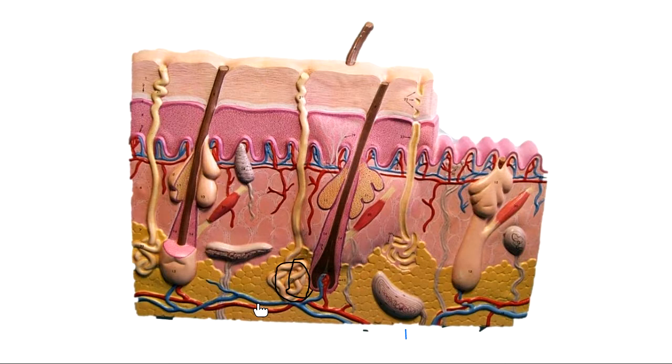Okay, so Jacqueline's mentioning, a couple of students are mentioning that yeah, the arrow might be poorly placed. What it's actually asking you to look for is this apocrine gland here, as opposed to the blood vessels there.